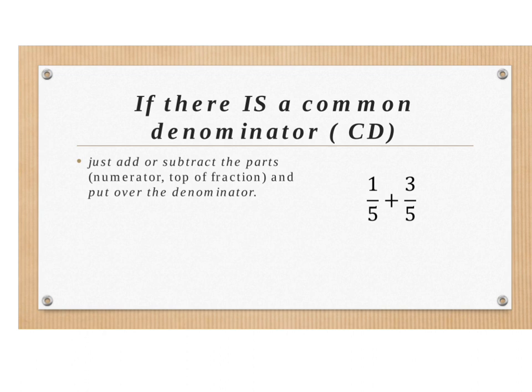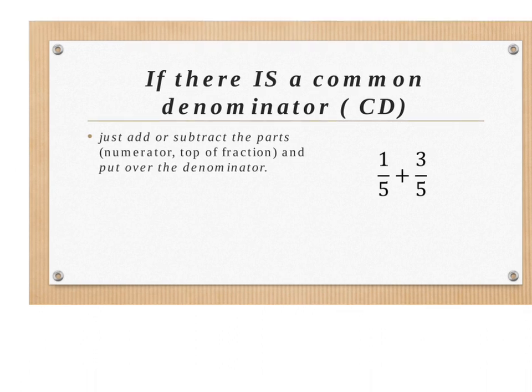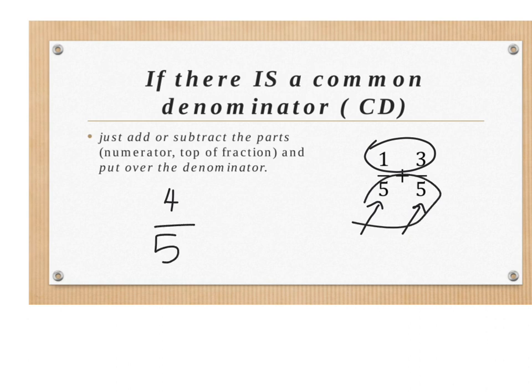So if you have a common denominator, these are like terms. The denominator is the same. When we're adding or subtracting fractions, we just count how many fifths we have. So all you're doing is adding 1 plus 3. You have 4 whats? You have 4 fifths. You add the top numbers, and then you put it over the denominator. So 1 fifth plus 3 fifths is 4 fifths.